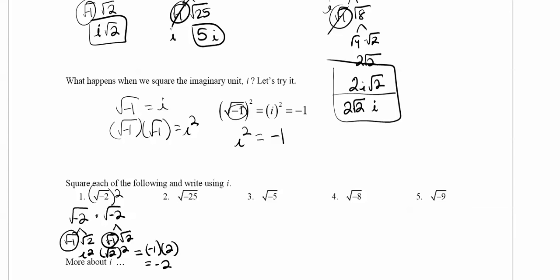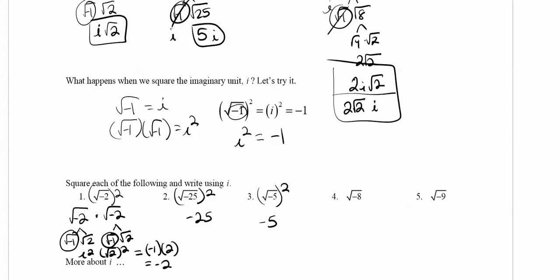If you wanted to continue to prove that, you could, but basically we can look at any of these and say, if I square the square root of -25, that would give me -25. If I square the square root of -5, that would give me -5.